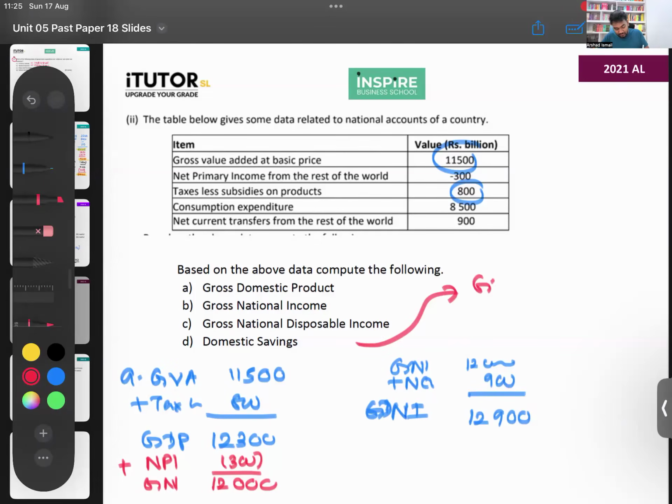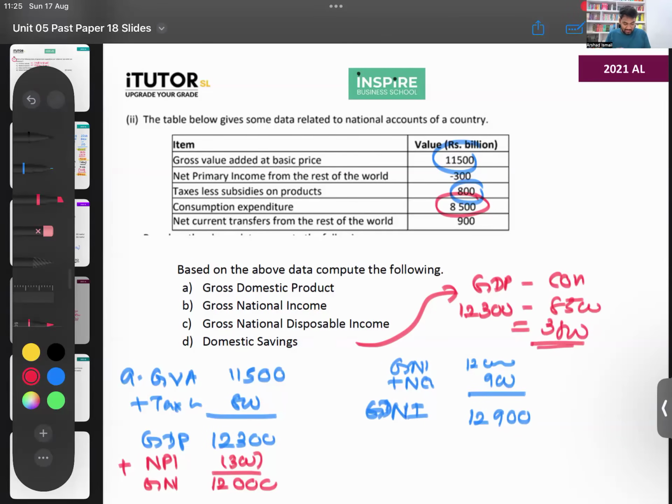So from your GDP minus, so GDP is 12,300. You found that in the previous part. Consumption they have given, so we can assume that this is private and government consumption both, right? So that is 8,500. How much do you get there? 3,800. That's national domestic savings.